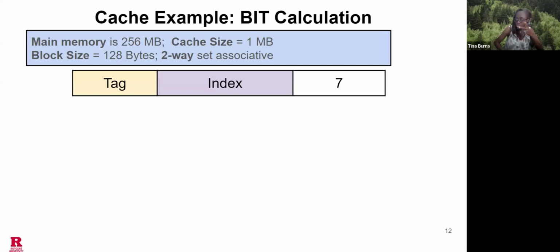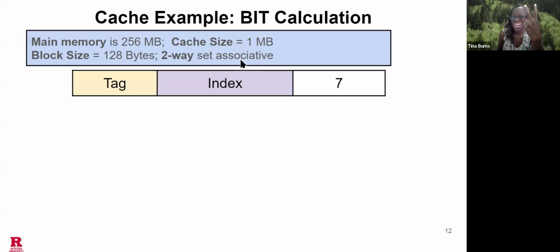Now, let's take a little bit of a step back. If I want to determine my cache size, I have 1 megabyte. We know that 1 megabyte is 2 to the power of... kilo is 10.